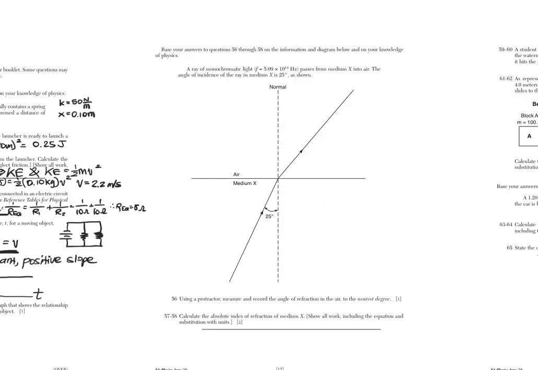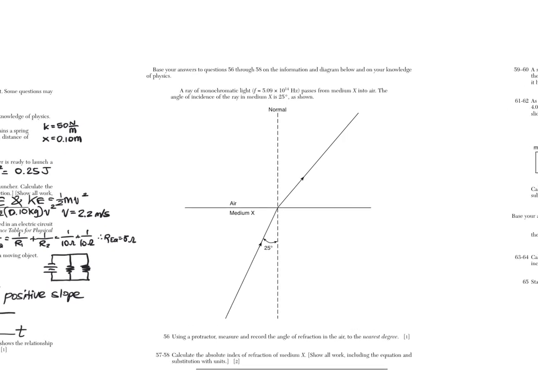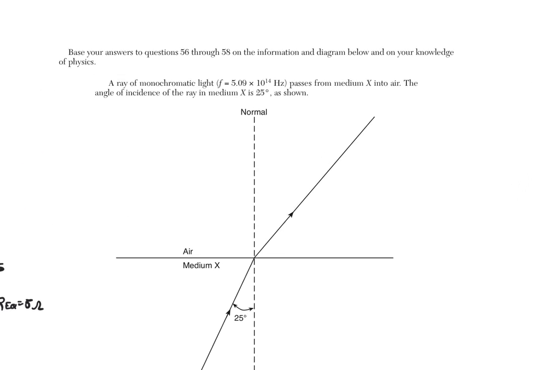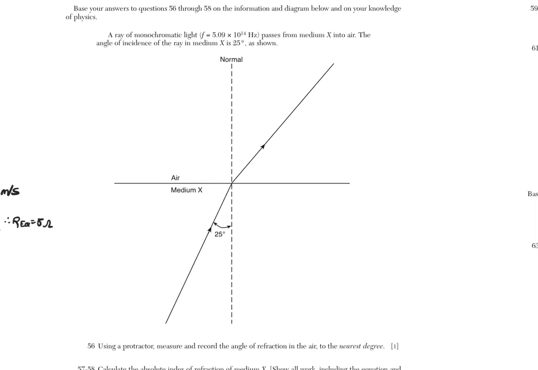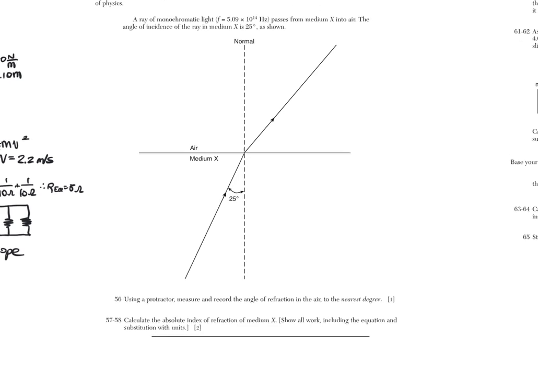All right, so 56, 57, 58 looks like a refraction diagram. A ray of monochromatic light, there's the reference frequency for the indices of refraction, 5.09 times 10 to the 14 hertz, passes from medium x into air. The angle of incidence in medium x is 25 degrees as shown. So it's going from x into air.